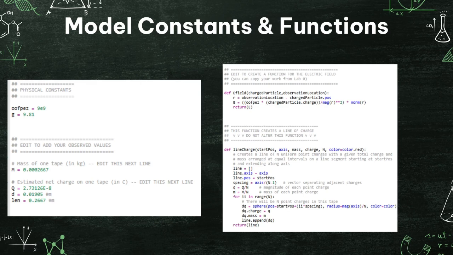And for our functions, we had this electric field function, which took in a charged particle and an observation location. It subtracted the particle location from the observation location in order to get our r vector, and then we multiply that by our k constant, 1 over 4 pi epsilon 0, sorry, and the charged particle's charge over the magnitude squared, in the direction of r hat, and then we return that E vector.